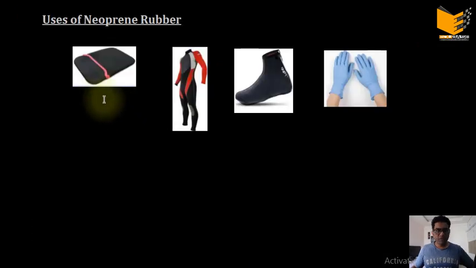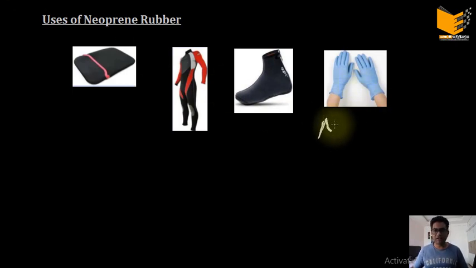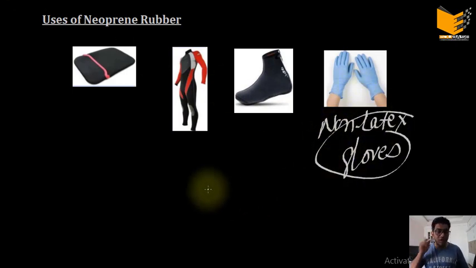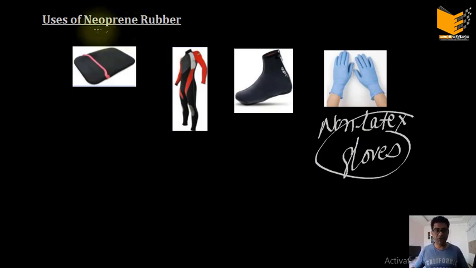These are some of the uses of neoprene rubber. Laptop sleeves are actually made from it, bathing suits, boots, and even surgical gloves can be made. These are what you call non-latex gloves. They are made from it. So neoprene is actually quite useful. It's a very sturdy rubber. Neoprene rubber is a synthetic rubber, and it is used in making various different things.